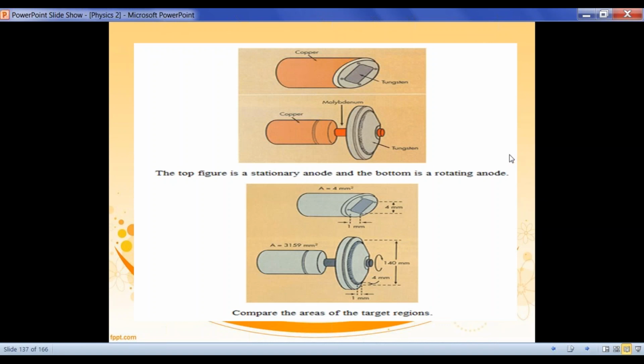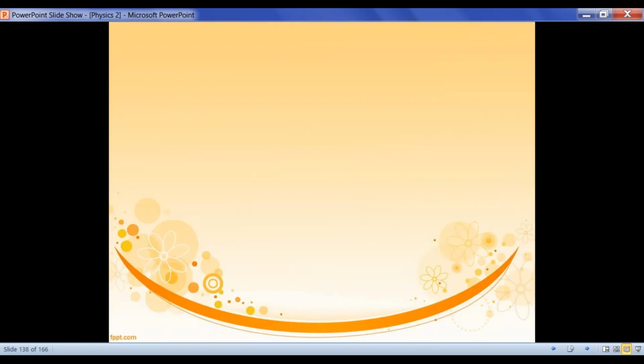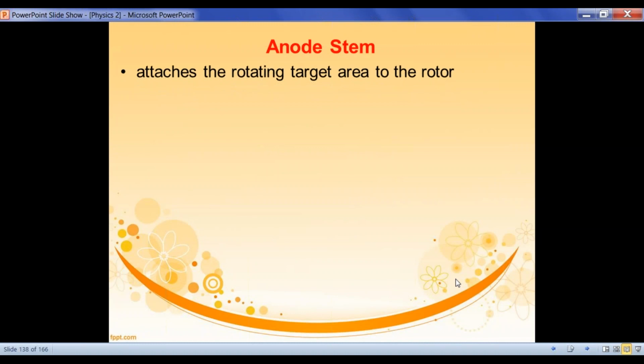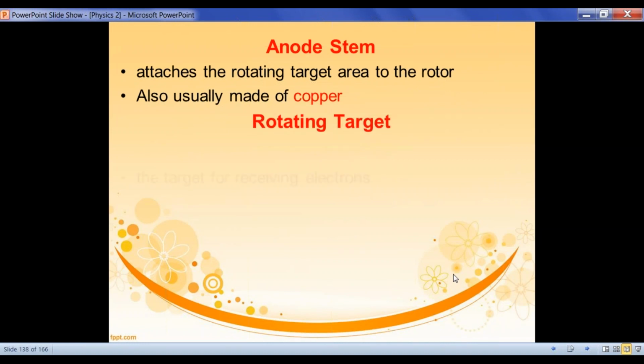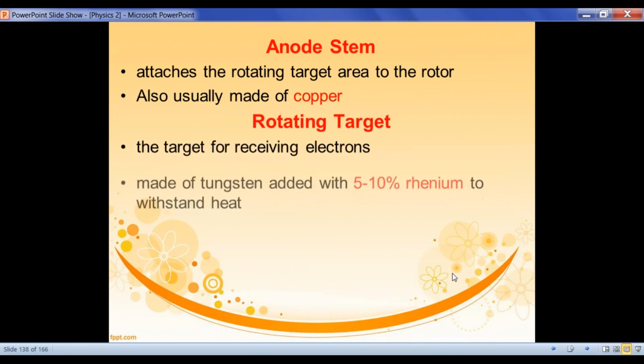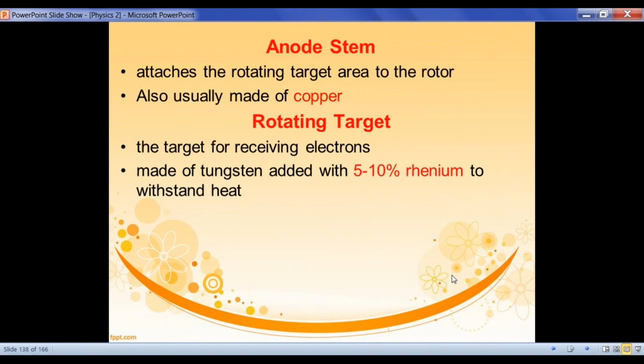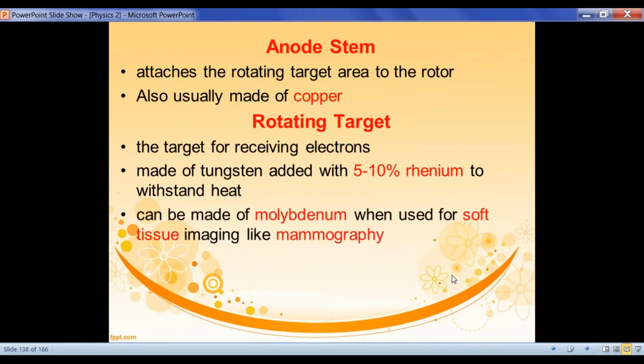Ito po yung itsura, yung comparison ng ating stationary and rotating anode. Mayroon po tayong anode stem, yung shaft po niya. Then, the target. Target is also made of tungsten. Yung ating filament is made of tungsten. Yung ating target is also made of tungsten.